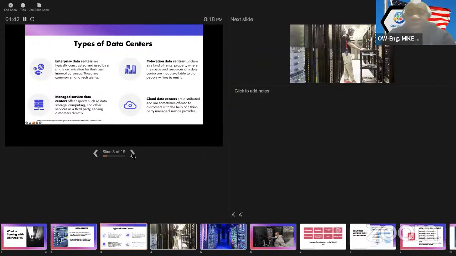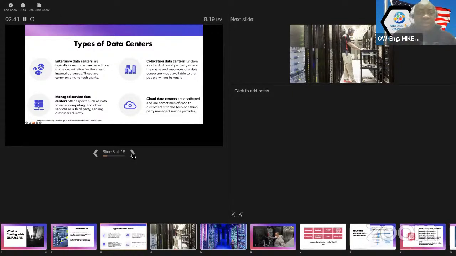Now, we have various types of data centers. The first one we want to talk about is the enterprise data center, which is typically constructed and used by a single organization for their own internal purposes. These are common among tech giants. Most tech giant companies decide to create their own small data center that can store their own data. They don't want to be paying for storage, because if you rent a data center, you have to pay for storage and for security. So instead of renting somewhere and paying for security and all that, they decide to create their own.